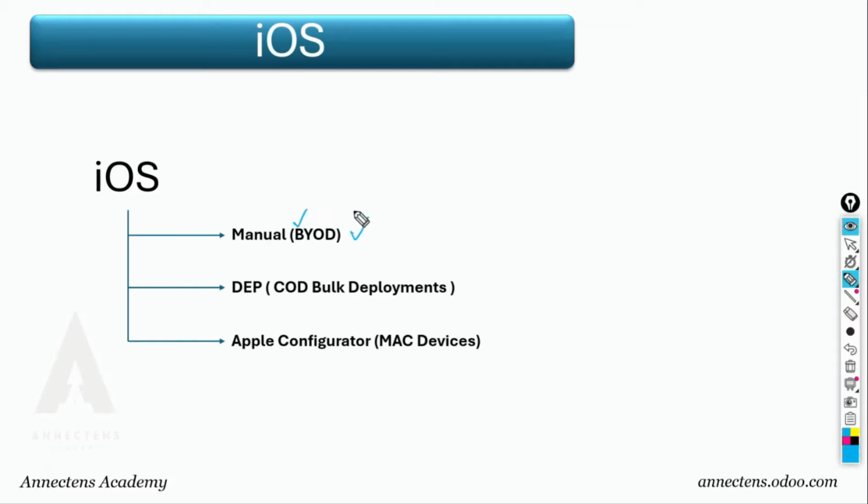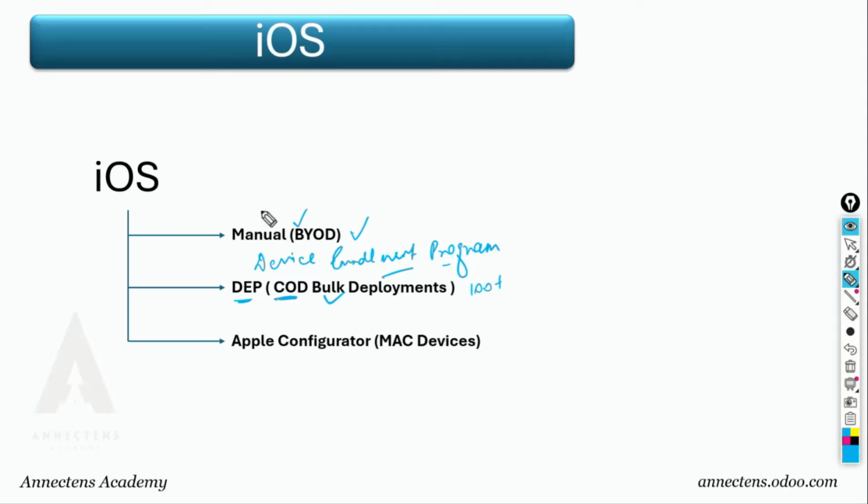The second enrollment method is called DEP. The full form is Device Enrollment Program, and the short form is DEP. This is especially for company-owned devices, and this provisioning is used when you're doing a bulk deployment. Bulk deployment means you have more than 100 devices, and you want to do this in bulk. You don't want to go one by one. In such cases you are doing DEP.